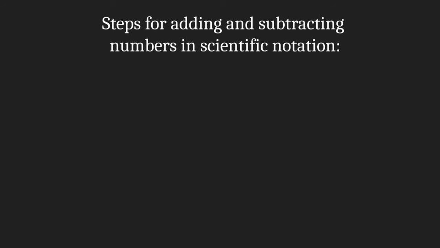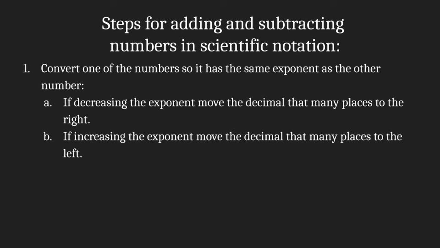Now, we're going to go over the steps for adding and subtracting numbers in scientific notation. We can't add numbers with unlike exponents, so we're going to have to convert the exponents to be the same. We do that by either decreasing the exponent of one of the numbers and moving that decimal that many places to the right, or we can increase the exponent and move the decimal that many places to the left.